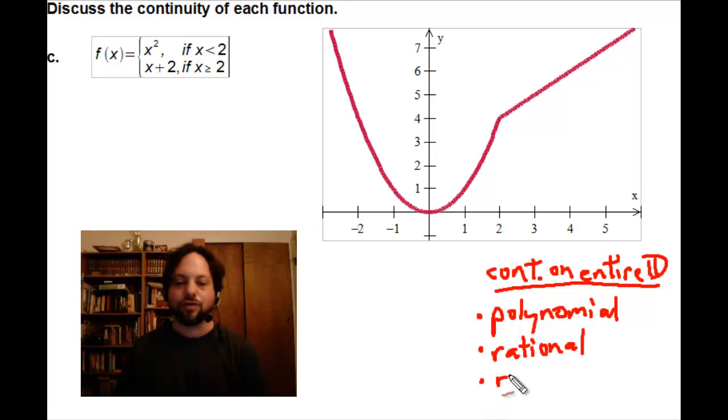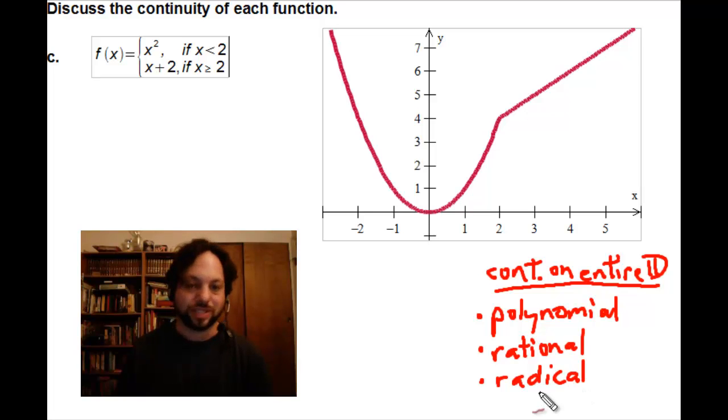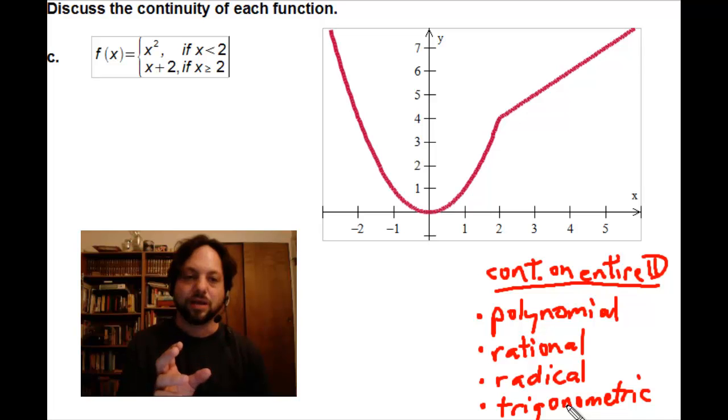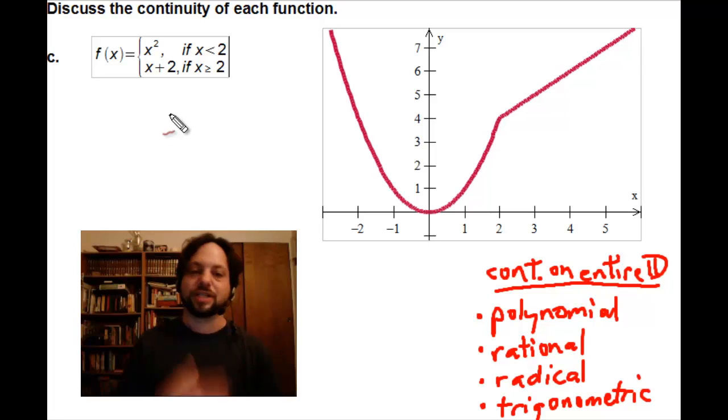Then we have radical functions, which we haven't dealt a whole lot with yet, but there'll be many of those to come. And last but not least are going to be our standard trig functions. So we took a look at the tangent function in our last example, but any trigonometric function, if you can find its domain, the function will be continuous over that domain. So why am I telling you this?